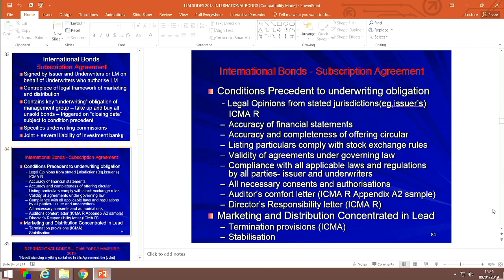The next one that's required is an auditor's comfort letter, as it's called. This is required under the ICMA rules. Remember what ICMA is? Uh-oh. What does it stand for?